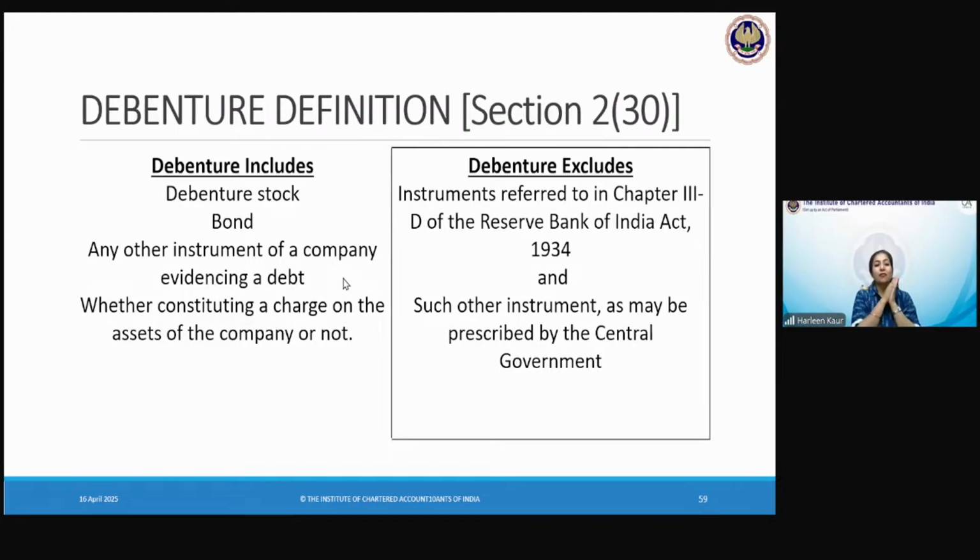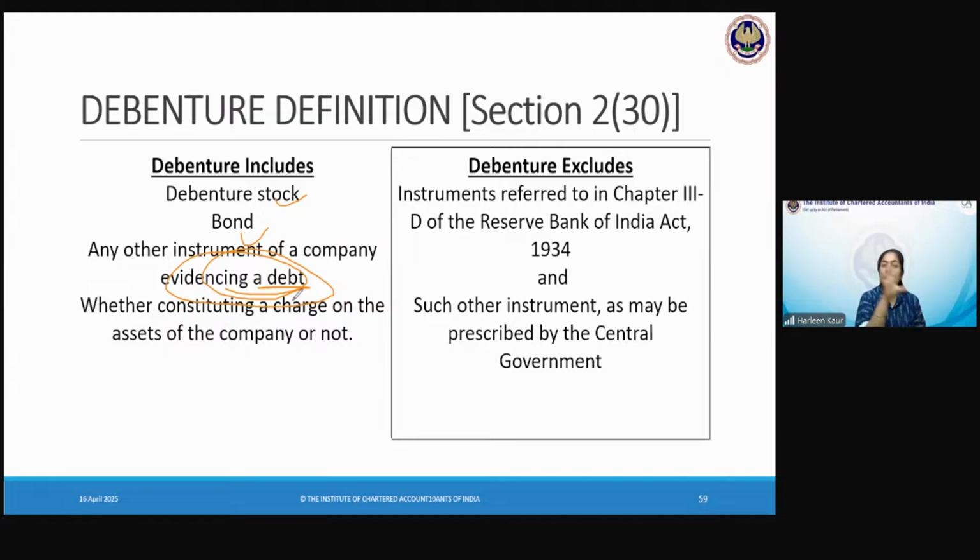Okay, now comes your favorite topic, that is debentures. First of all, the definition of debentures is given under section 2, clause 30. You all know, my dear students, debenture includes debentures, stocks, bonds, or any other instrument which is evidencing a debt. What is a debt? A loan, a borrowing. All right. Thank you, Naveen. I'm glad you've understood it.